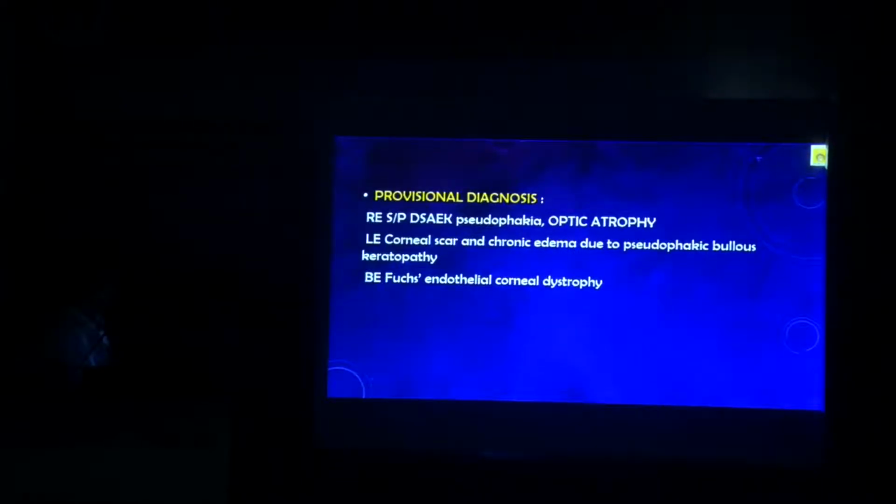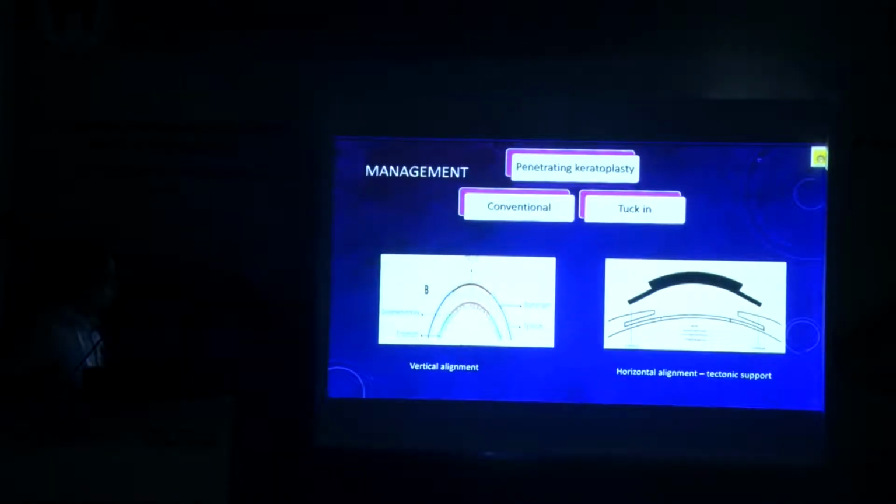In the visual axis, the left eye, this is AS-OCT showing the thick hypertrophic epithelium in superficial and thickened corneal stroma. Diagnosis of Fuchs dystrophy in both eyes was made. Right eye post DSAEK and the left eye corneal decompensation.